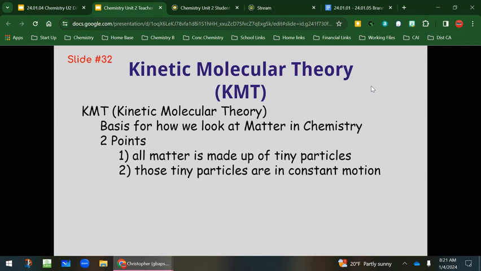But this is what chemistry is all about. These tiny particles that make things up. They are always moving. So right now, the particles in your desk are moving. Can we see them? No. Why? They're so small.